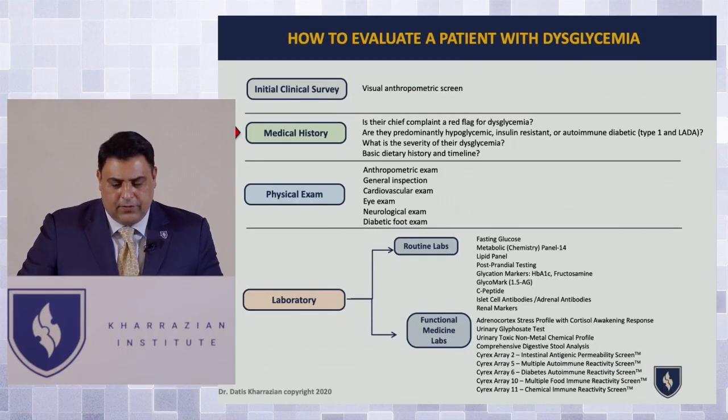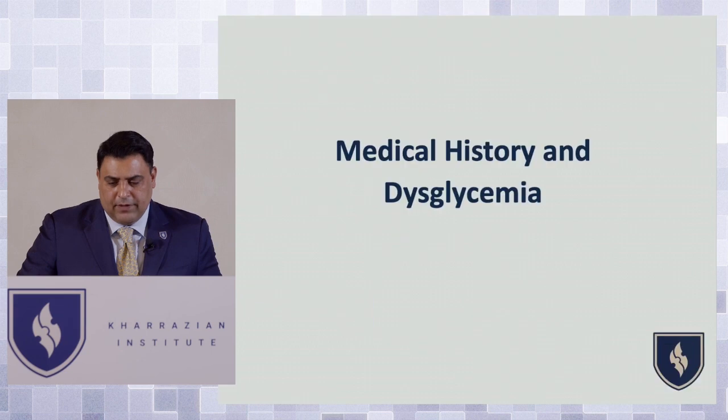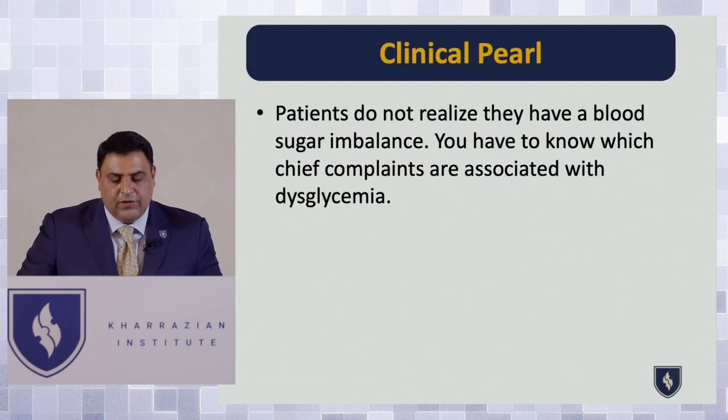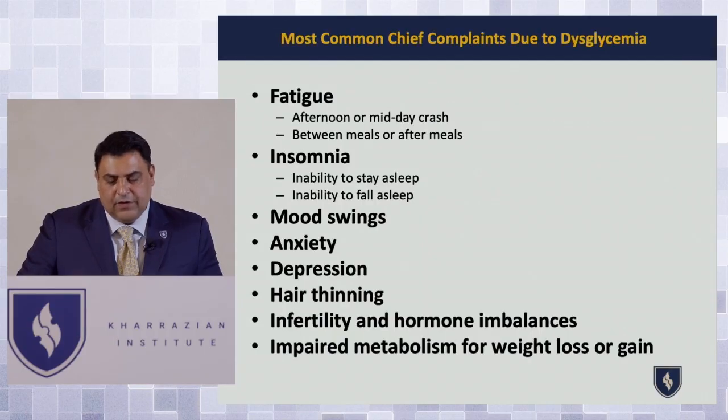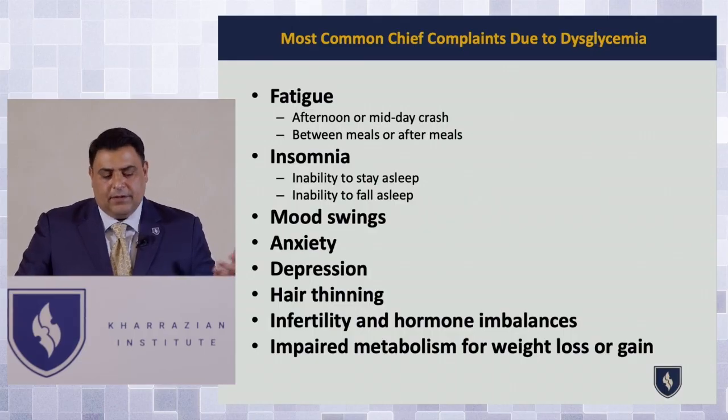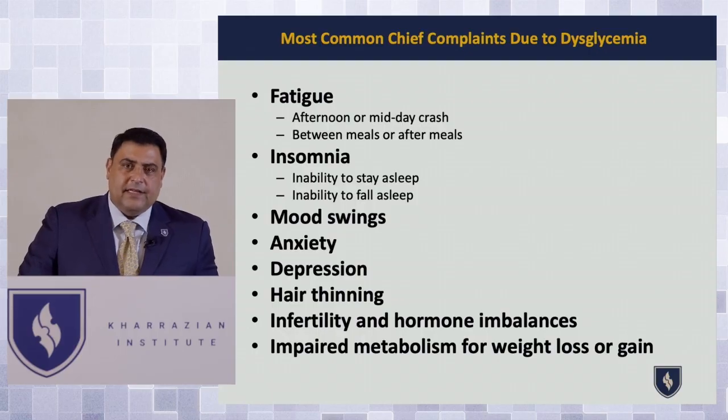Now, when you go through your medical history, there are some key things that you want to go through. Clinical Pearl: patients do not realize they have a blood sugar imbalance. You must know what chief complaints are associated with dysglycemia. Anytime a patient tells you that they have fatigue, especially if their energy levels change throughout the day or after meals, there's a blood sugar issue. Inability to stay asleep, inability to fall asleep, mood swings, anxiety, depression, hair thinning in females, hair loss in females are usually dysglycemia, not thyroid.